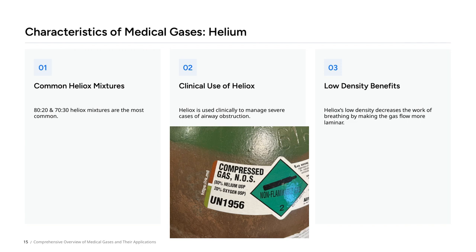When the airway is blocked or inflamed, normal breathing can become very difficult. Using heliox helps ease this burden and improves ventilation. Most commonly, we see two mixtures of heliox in practice: 80/20 and 70/30. These ratios refer to the proportions of helium and oxygen, and they're chosen based on the specific needs of the patient and the severity of their condition. Overall, heliox's unique properties make it a valuable tool in respiratory management, especially when airway resistance is a major concern.